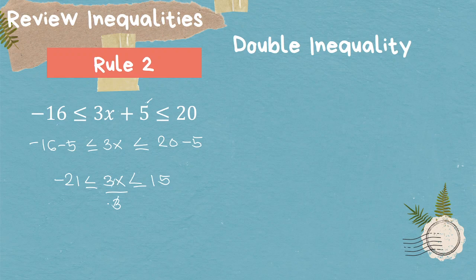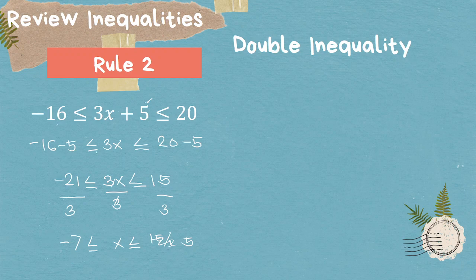Then to leave x, we just divide this by 3. Then we will get negative 7 less than or equal to x, which is less than or equal to 15 over 3, which is equal to 5.